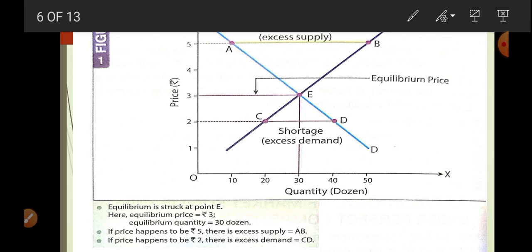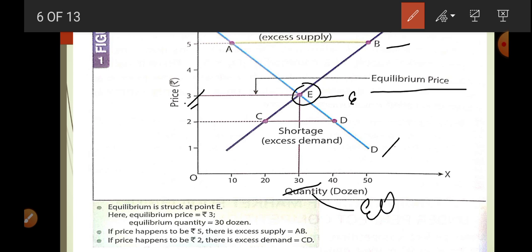Now you can see in this diagram, this is your demand curve, this is your supply curve. Both are intersecting at point E. So this is your equilibrium. Whatever price is here is known as the equilibrium price. So this 3 rupees is your equilibrium price, and what amount is sold and purchased? 30 units. So this is your equilibrium quantity.